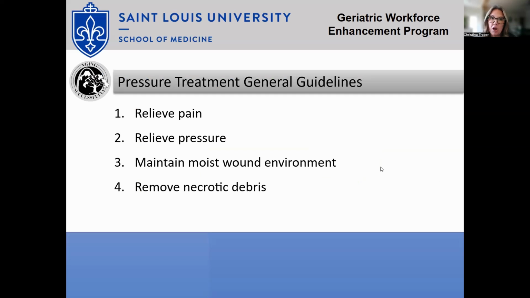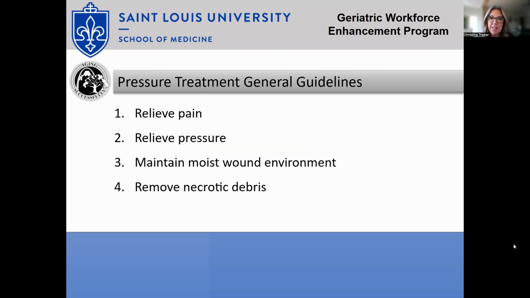So overall, pressure treatment general guidelines fall into 4 main ideas. First one is obviously to relieve pain, because pressure ulcers often come with pain because you have an open wound. But the real mainstay of treatment obviously is to relieve that pressure because that's where it came from. And we'll talk about all the ways to do that.